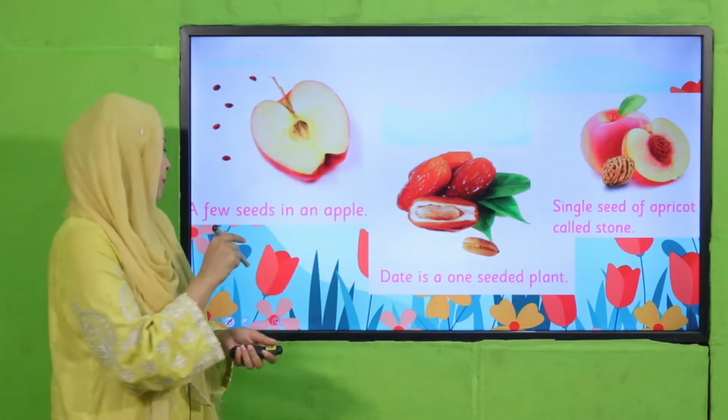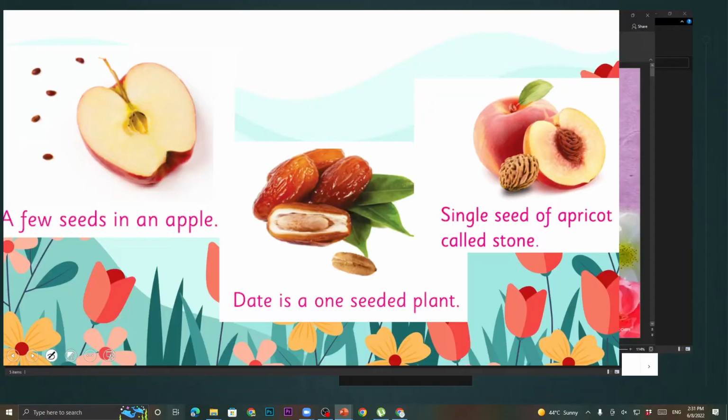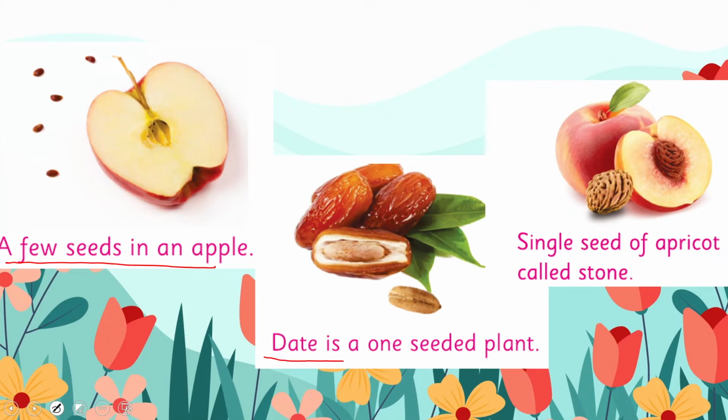So here you can see a few seeds in an apple. Date is a one-seeded plant. Single seed in apricot. यानी कि खुबानी में एक seed.